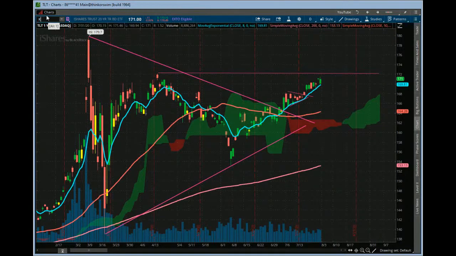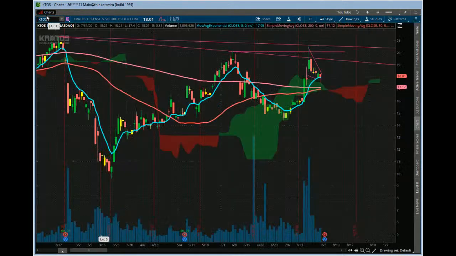KTOS heading into earnings. Maybe it'll be a dip buy on that one. Again, kind of a falling wedge type thing, so we'll see how that goes.